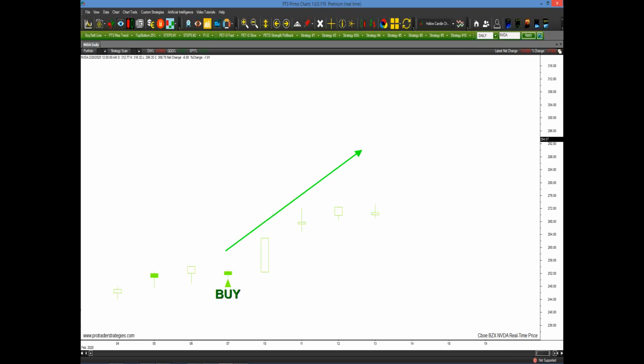You could have exited there using one of our many exits that we teach you, or you could have stayed in because another buy signal was generated. And you could have purchased more if you want. You could have doubled up. It's up to you. And the stock eventually went up 63 points coming into last week, okay?